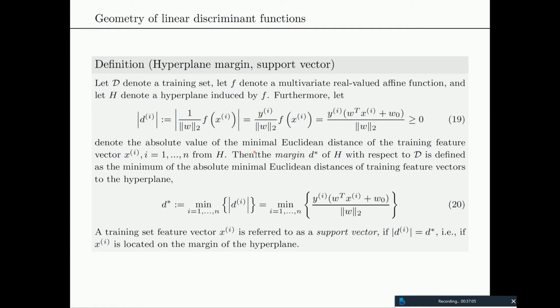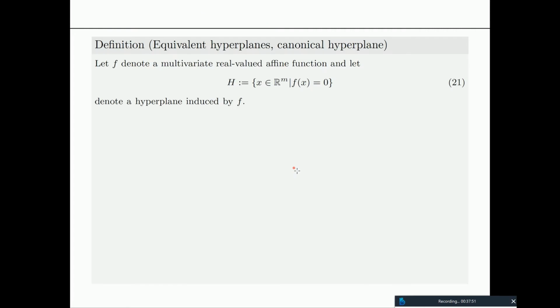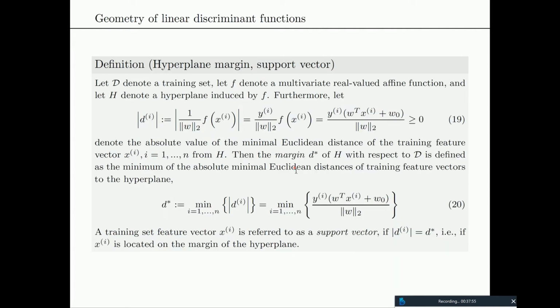And then the definition of the margin also comes with the definition of the support vector. A training set feature vector is referred to as a support vector if its absolute distance from the hyperplane corresponds to the margin. So if it's on the margin, it's called a support vector. Meaning this x2 here is a support vector for this hyperplane. You can have multiple support vectors if you have them located essentially in parallel with respect to the hyperplane. But you have at least one support vector, because one of the feature vectors will be closest to the hyperplane. So that's the definition of the support vector.